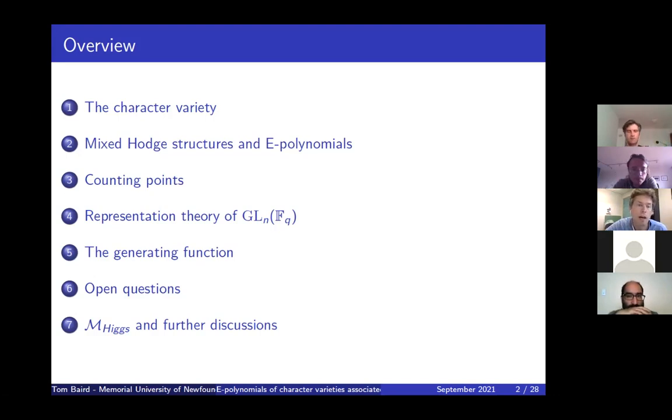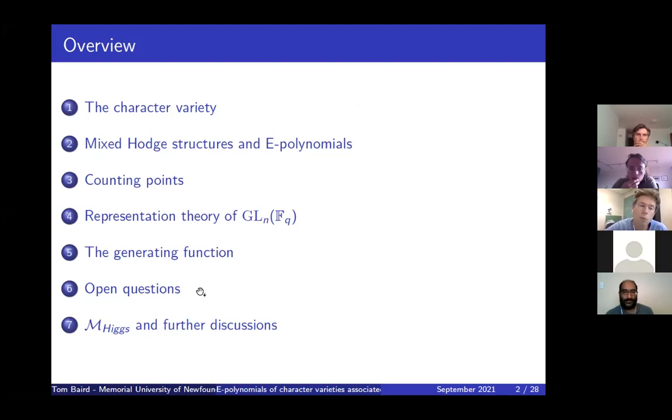Okay. And then I'll explain how one goes about actually counting points in representation varieties or character varieties over finite fields. And this ties in with the representation theory of the finite general linear group. So I'll have to explain a little bit of that subject, which is very classical and attractive. And then assuming I have time, and I hope I will, I'll present our main theorem, which is a generating function for the e-polynomials of this class of character varieties I'm going to introduce at the beginning.